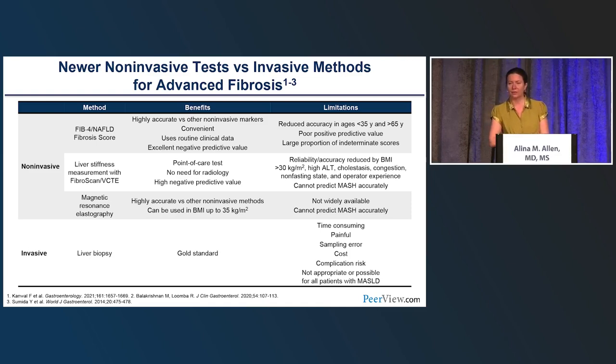MR elastography is another form of elastography using magnetic resonance imaging, which is highly accurate, the highest accuracy for fibrosis estimation compared to the other non-invasive methods. And it can be used in those with a higher BMI, so it does not have any limitations related to waist circumference, hepatic steatosis, etc. The limitation is that it is not widely available. It needs to be scheduled in radiology, and it cannot predict MASH accurately.